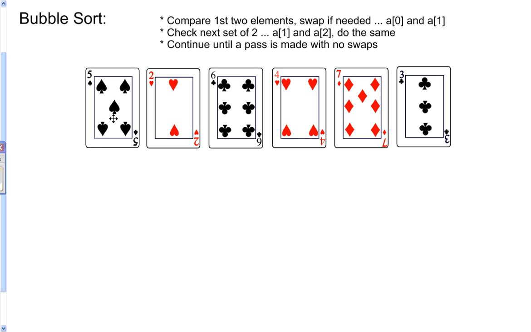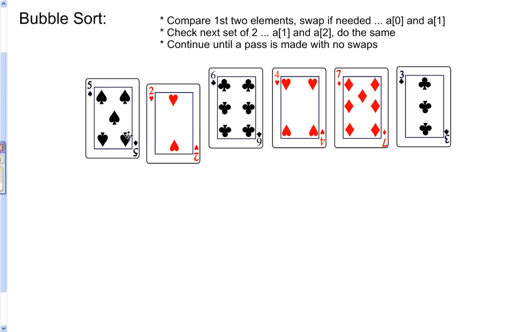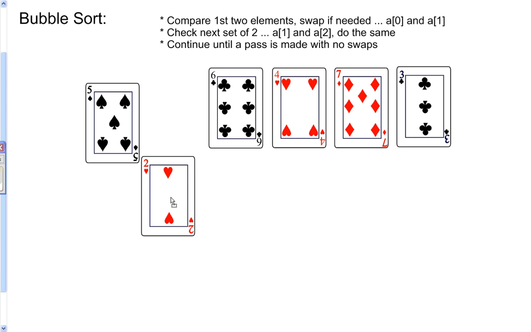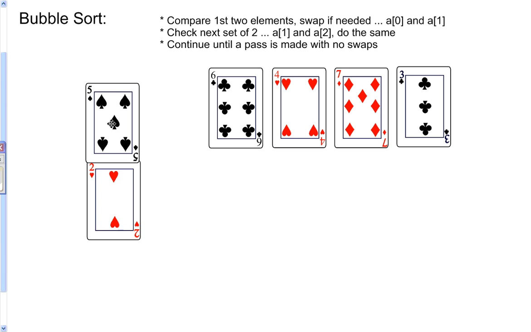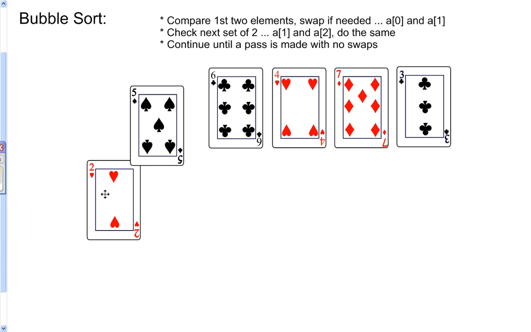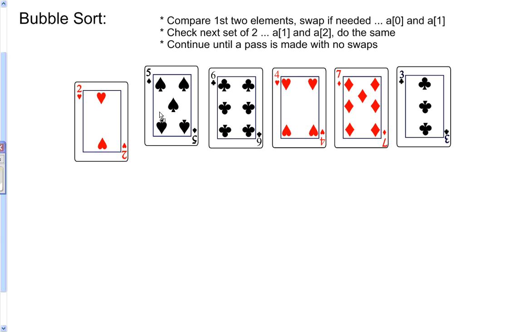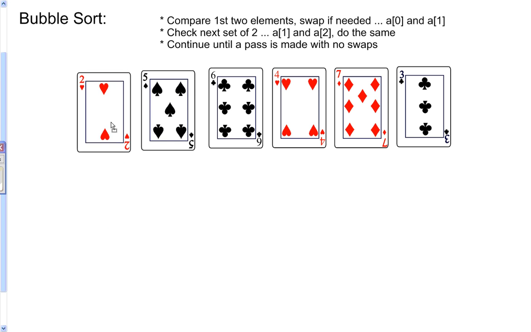It checks the first two elements in the array, if you will, and it asks, do they need to be swapped? We're trying to organize these from smallest to largest. We're trying to sort the data. So we look at the first two and ask, do they need to be swapped? The answer is yes, the 2 needs to be moved to the front. So these two elements get swapped.